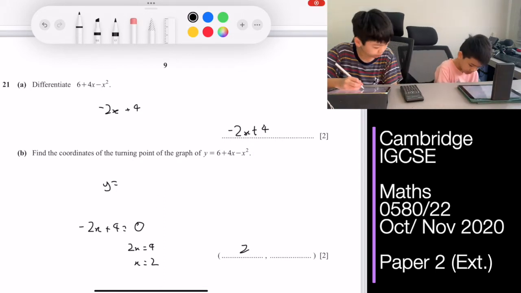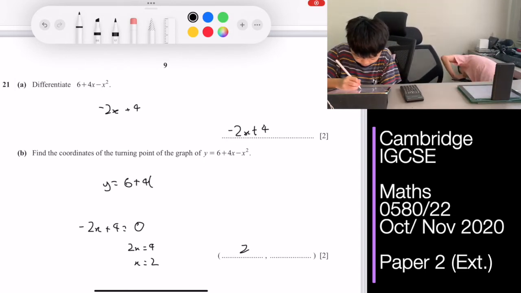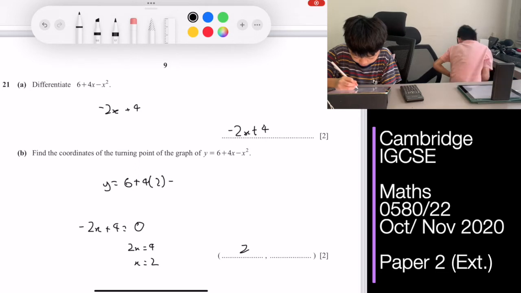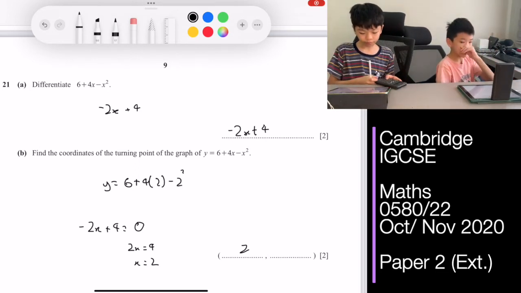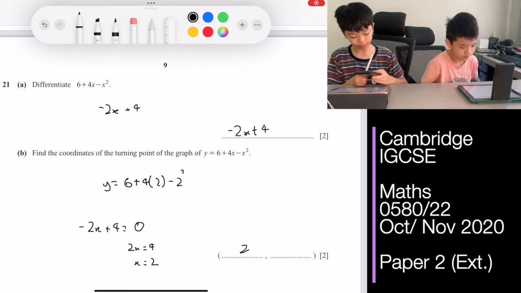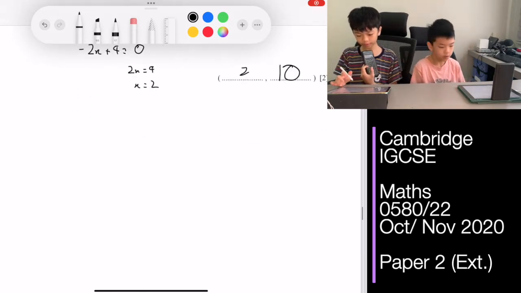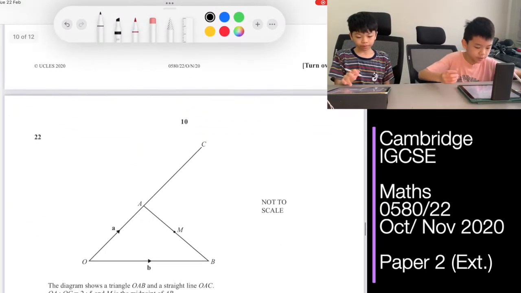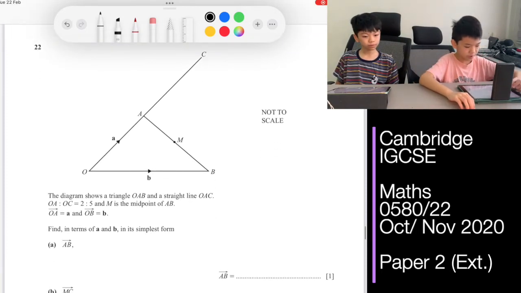Y equals 6 plus 4 times 2 minus 2 squared, which is 6 plus 8 minus 4, which is 10. Y is 10.